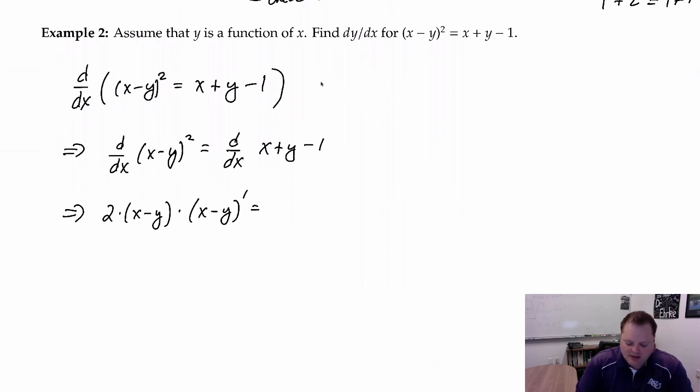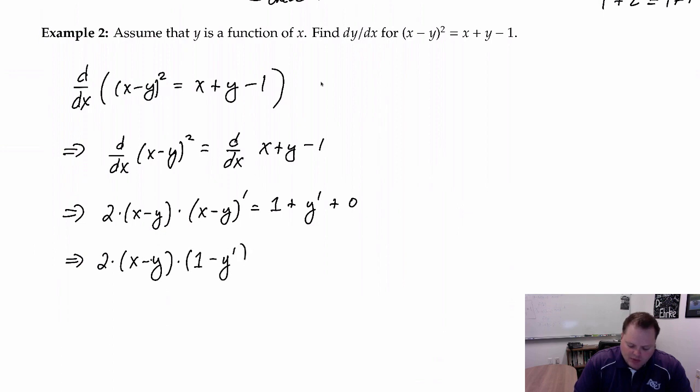And on the right-hand side, the derivative of x is 1, the derivative of y is y prime, and the derivative of negative 1 is 0, since the derivative of a constant is 0. Okay, so we've got 2 times (x minus y). All right, the derivative of x here is 1. The derivative of y is y prime. And so we've completely finished taking the derivative at this point.